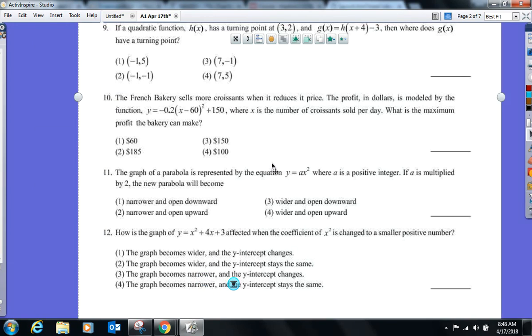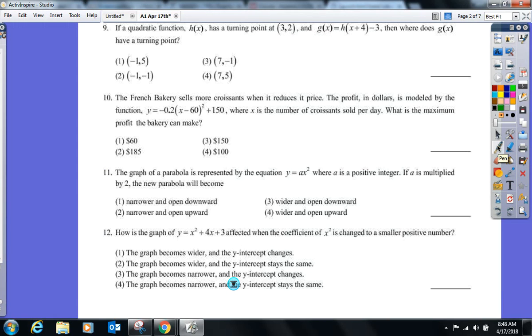Okay, here we go. We got a French bakery, cute, making croissants, even better when it reduces its price. The profit is modeled by this big equation right here. X is the number of croissants sold per day. What's the maximum profit the bakery can make? Somebody help me out. I do not want to go to the calculator because I'm predicting that you're not going to see it in the calculator. The numbers are going to be too big.